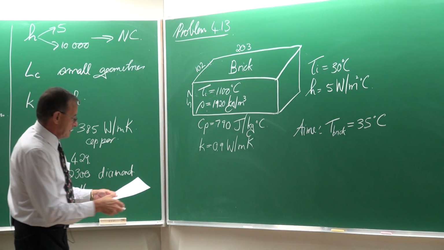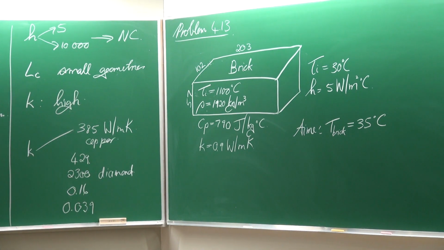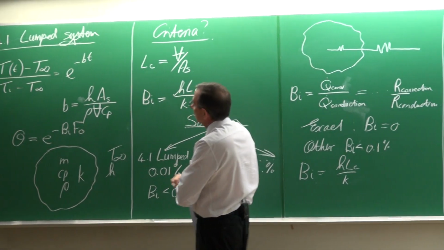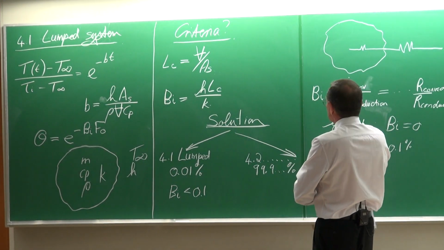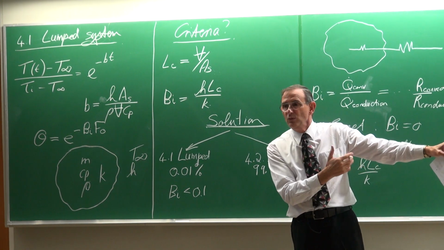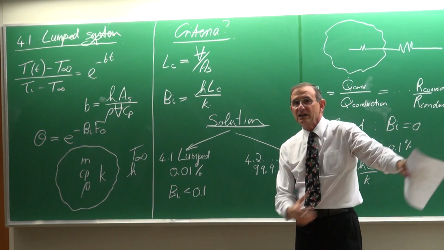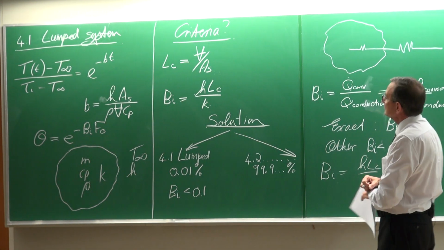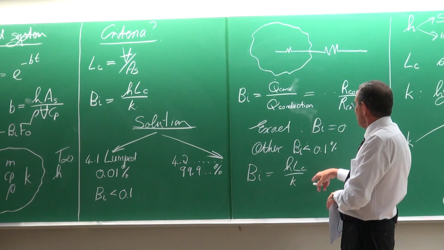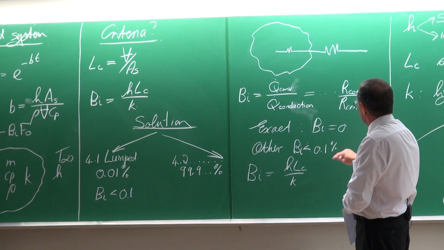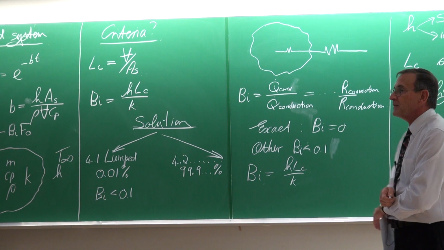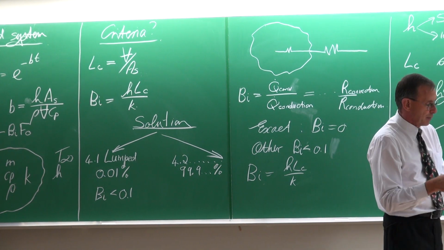Okay. So if we now look at the approach that we need to follow, we can see there's the equation that we need to use, but the problem is now, can we use the lump system approach? Would it be a valid approach for this problem? How do we do that? Well, by calculating the Biot number. If the Biot number is smaller than 0.1, not percent, the Biot number is smaller than 0.1, then we can use the lump system approach.